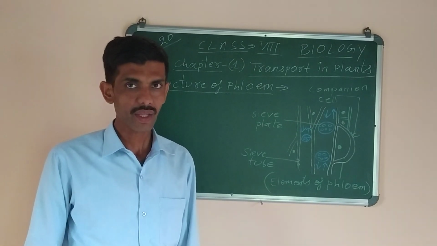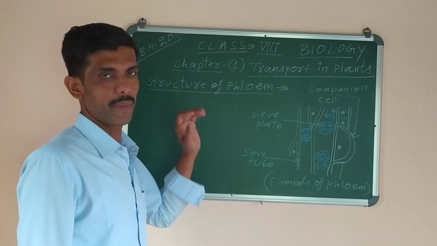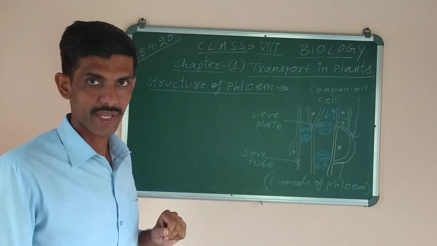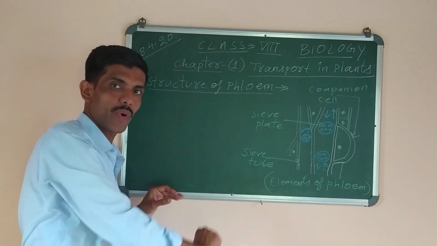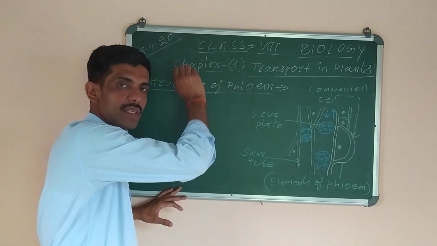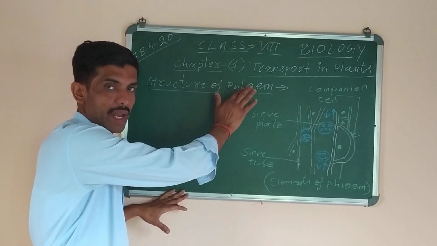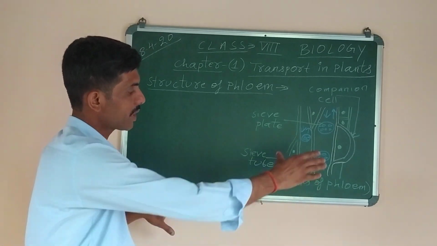Okay. Now next we have to study today the structure of phloem. All this was done earlier up to the structure of xylem. So in today's class we will study about the structure of phloem. What is phloem? It is a complex plant tissue which helps to carry the food from the leaves to all parts of the plant. Okay. Now you can see the diagram here.